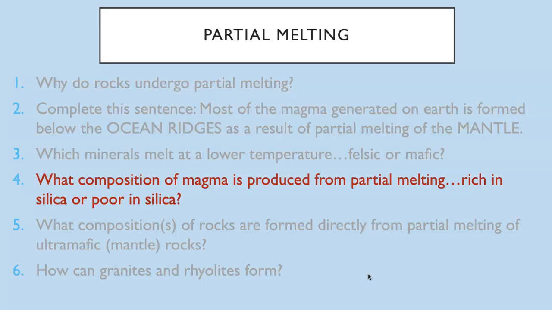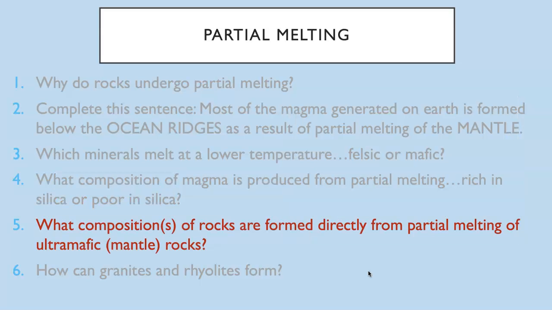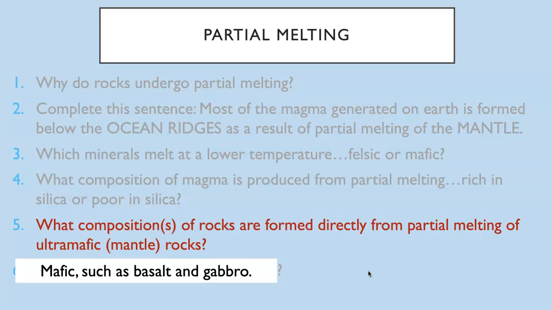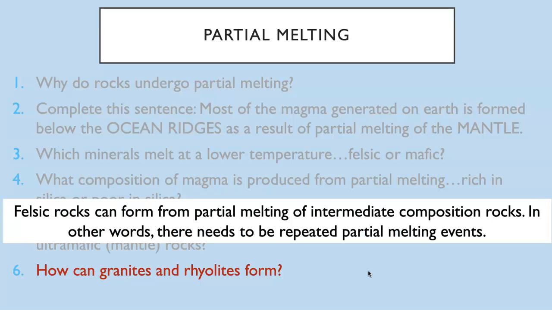What composition of magma is produced from partial melting? Rich in silica or poor in silica? The first things that are going to melt are going to be the felsic or silica-rich minerals. What compositions of rocks are formed directly from partial melting of mantle rocks? And that will be mafic rocks such as basalt and gabbro. How can granites and rhyolites form then? Well, in this case, you need a series of partial melting events. You have to partially melt intermediate composition rocks. So there need to be repeated melting events.